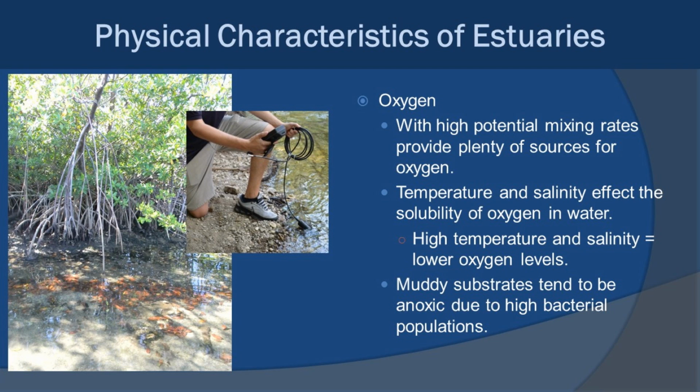This obviously has a big impact on marine life. In the middle of the summer, if there hasn't been a lot of rain and there's a lot of evaporation, that water can get very hot and very salty. This is especially prominent if you go down to the Keys during low tide. And of course, another component of this is the muddy substrate. These muds tend to be very anoxic, especially as bacteria populations break down organic material.